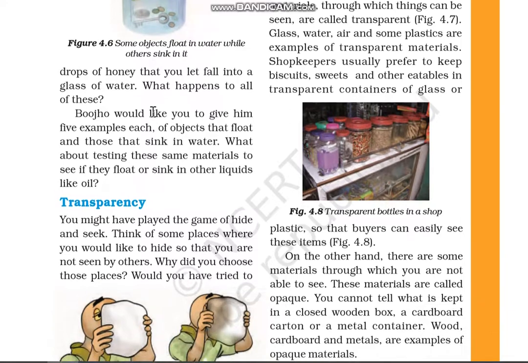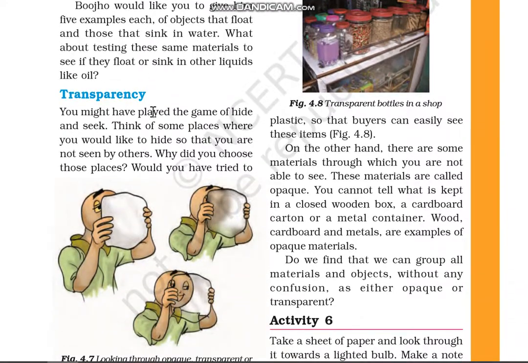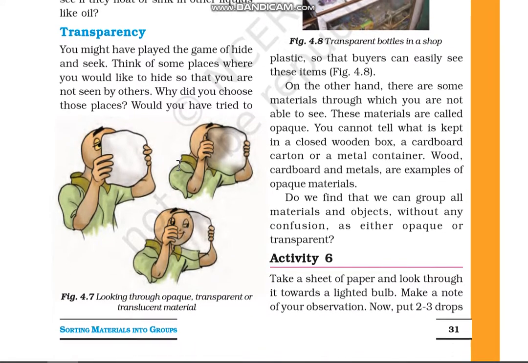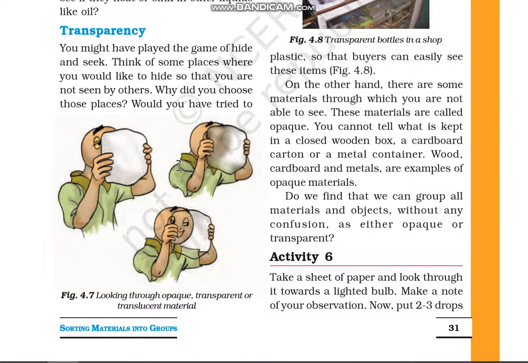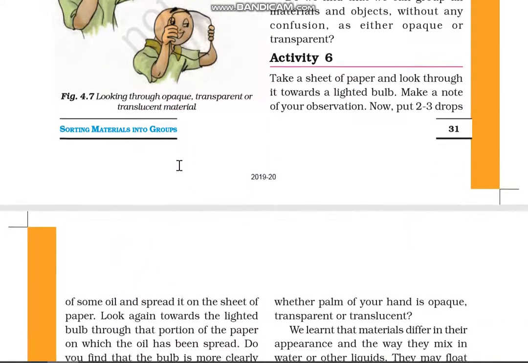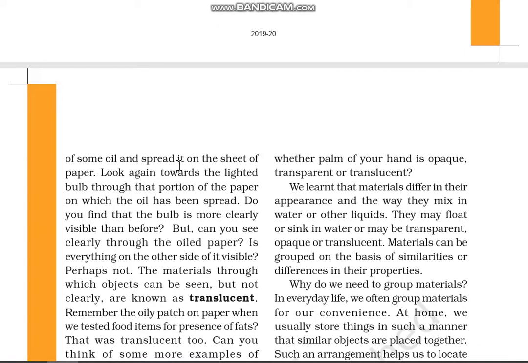The next property of the material is transparency. We have already studied transparent and translucent materials on the basis of their property. The materials through which objects can be seen but not clearly are called translucent. Suppose the oily patch on the paper. When we tested food items for the presence of fat, the paper becomes translucent.